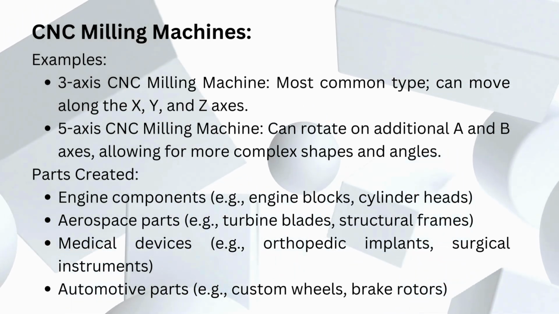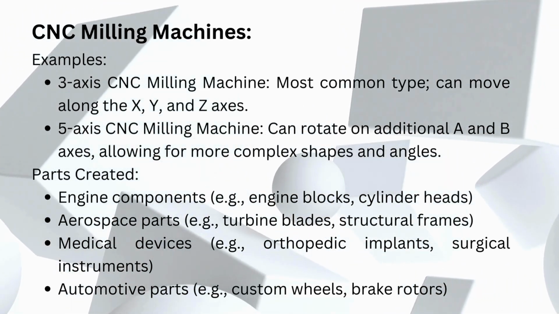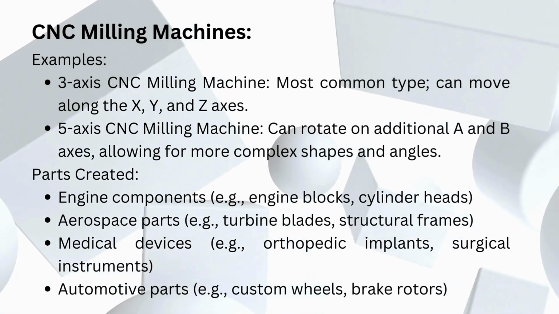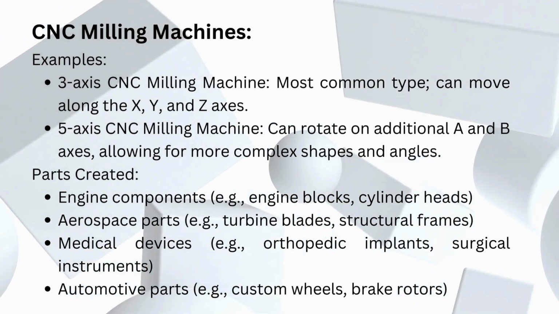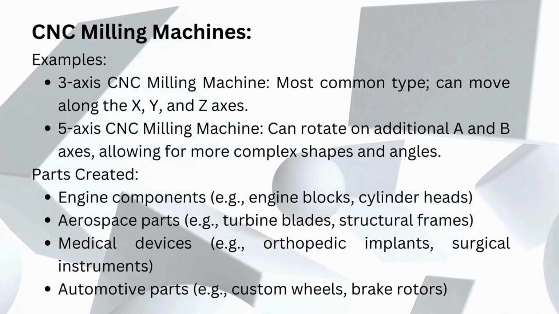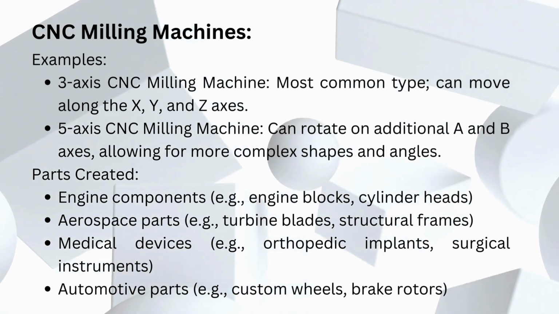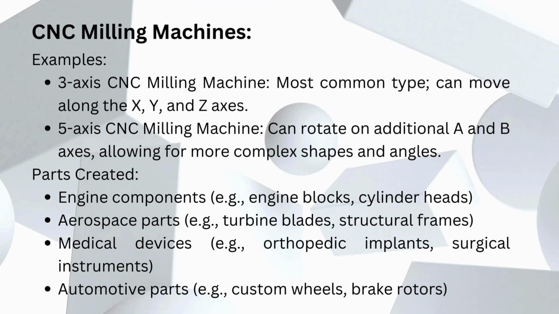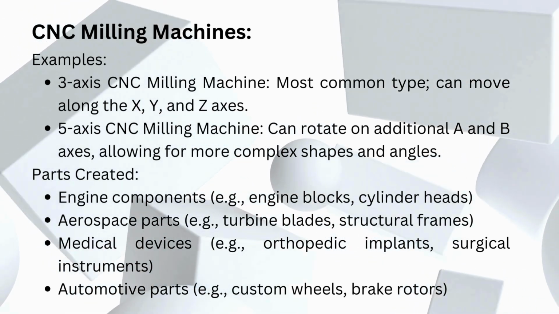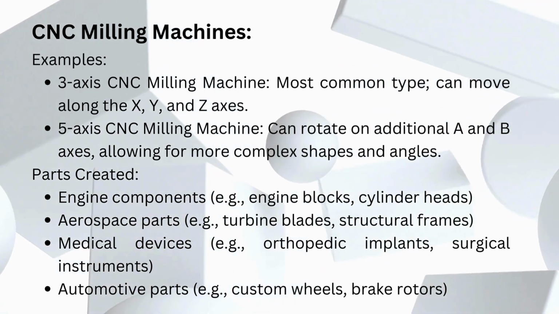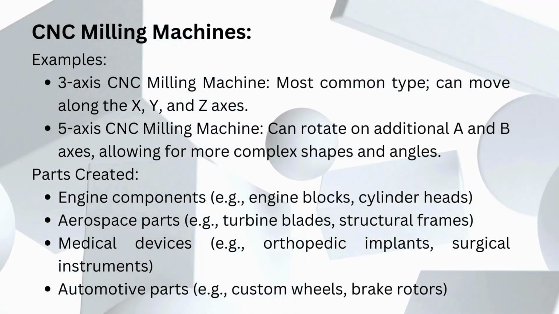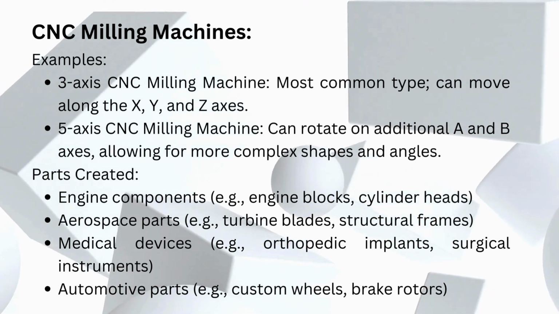1. CNC milling machines. Examples: 3-axis CNC milling machine, most common type, can move along the X, Y, and Z axis. 5-axis CNC milling machine can rotate on additional A and B axes, allowing for more complex shapes and angles. Parts created: engine components, e.g., engine blocks, cylinder heads.